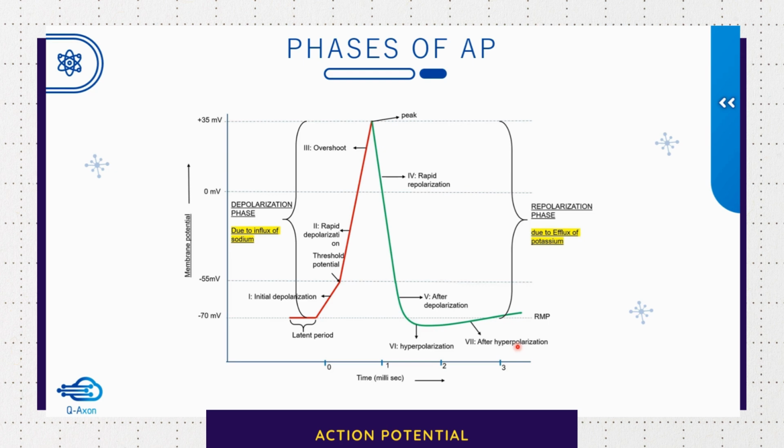So these are the different phases of the action potential. Now what you should also remember is that depolarization is due to the influx of sodium ions. Sodium ions move into the cell, whereas repolarization is due to outward movement of a positive ion, which in this case is potassium. So efflux of potassium ions results in repolarization.